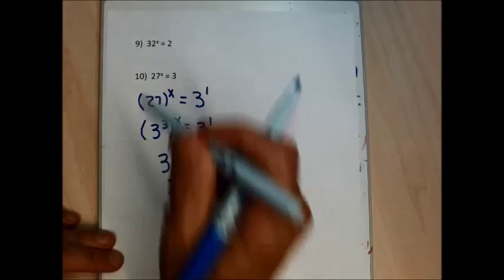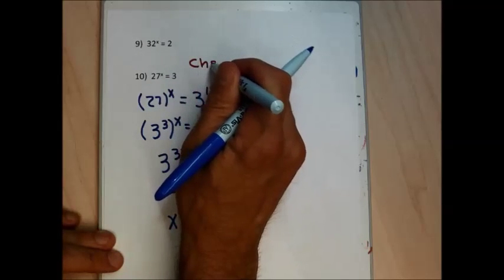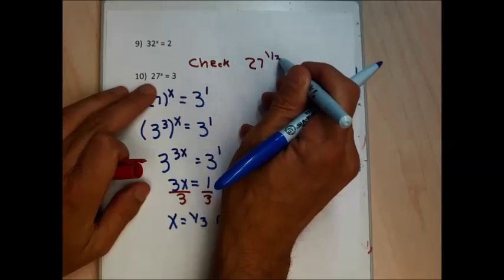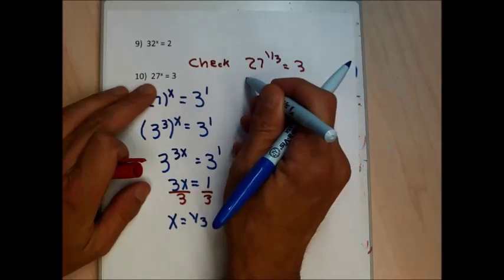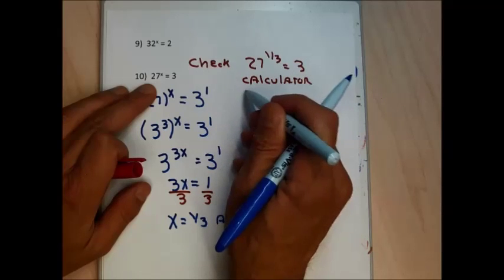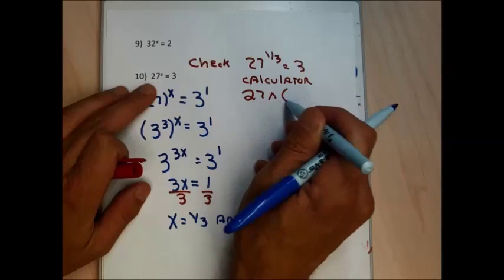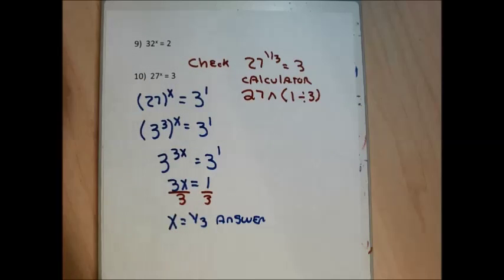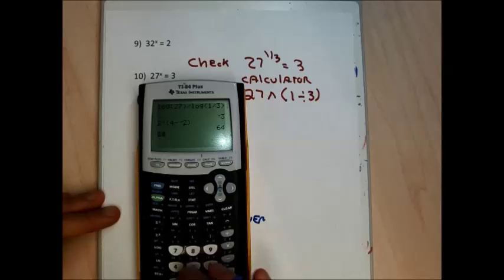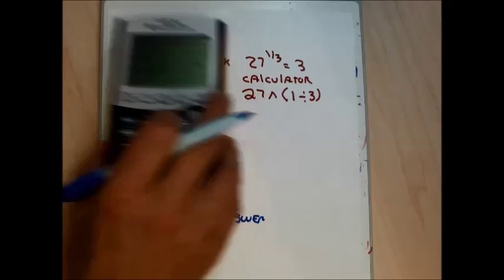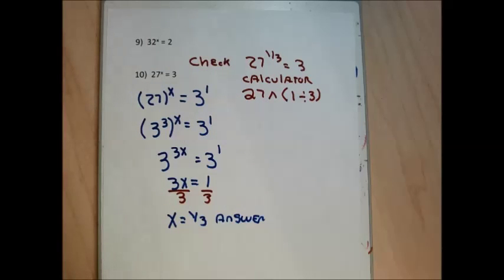Let me check. So for checking, I'm going to plug 1/3 in for that x. I get 27 to the 1/3. I want to make sure that that equals 3. And on my calculator, that 1/3 needs to be in a parentheses. I'm going to go 27 up arrow parentheses, 1 divided by 3, and that should equal 3. So 27 exponent parentheses 1 divided by 3 does equal 3, so I know my answer is correct. Your problem 9 will work the same way.